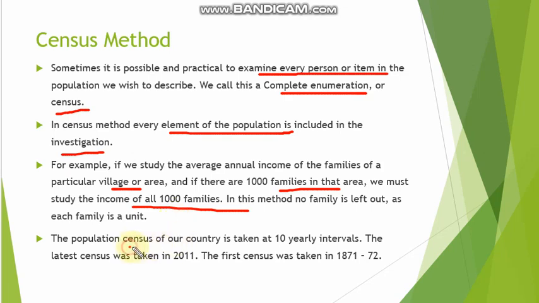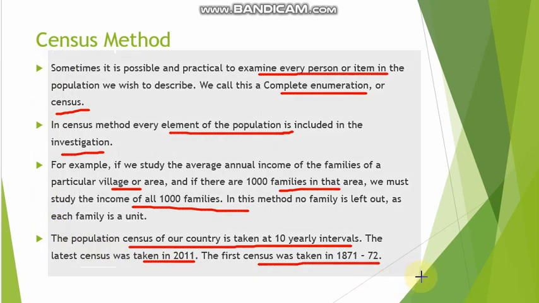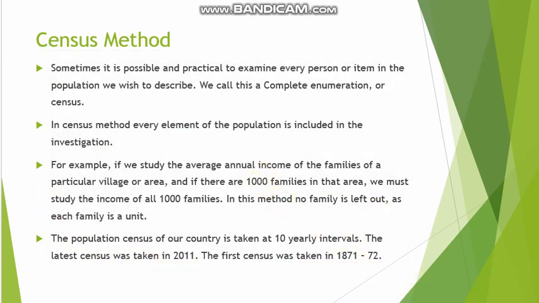The population census of our country is taken at 10 yearly intervals. The latest census was taken in 2011. The first census was taken in 1871 to 72. So this is all about the census method. And what is actually the sampling method?